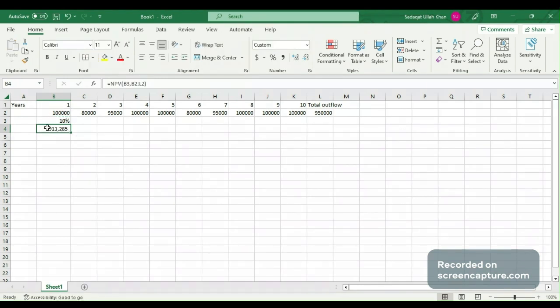So now you can see the net present value of this amount. Since our NPV is positive, it means that the investment or project is expected to generate a return that is greater than the cost of the investment and is therefore considered to be profitable.